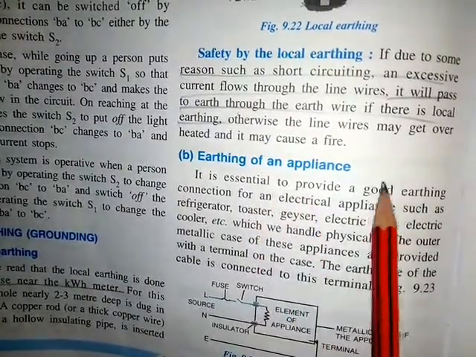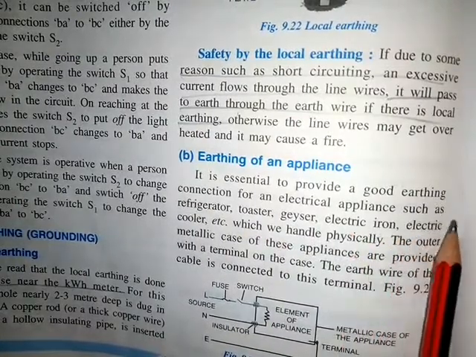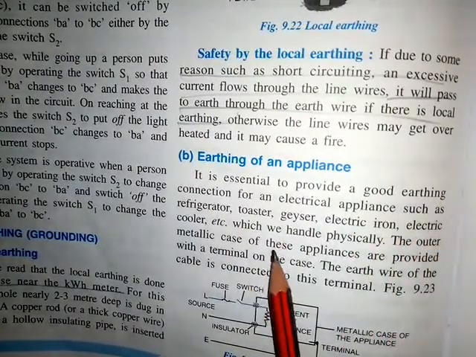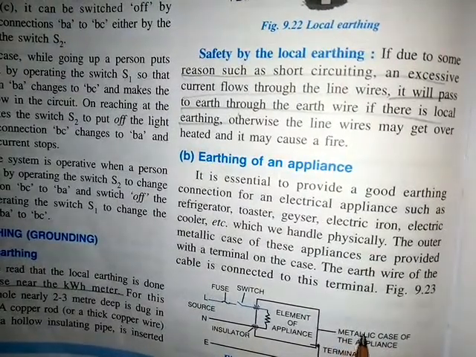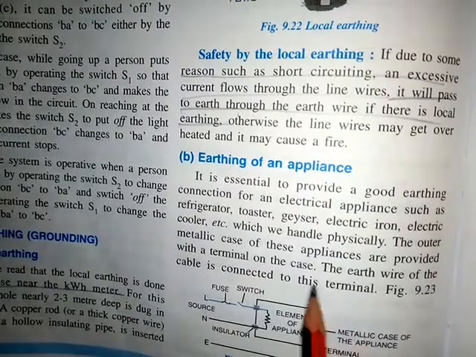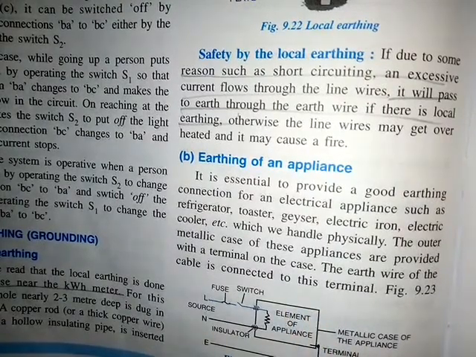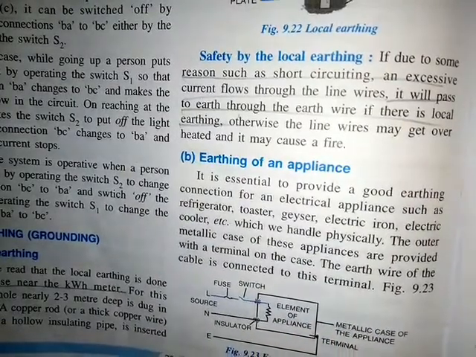Earthing of an appliance. It is essential to provide a good earthing connection for an electrical appliance which we handle physically. The outer metallic case of these appliances is provided with a terminal on the case. The earth wire of the cable is connected to this terminal. As you see in the diagram, this is the arrangement of earthing on an appliance.